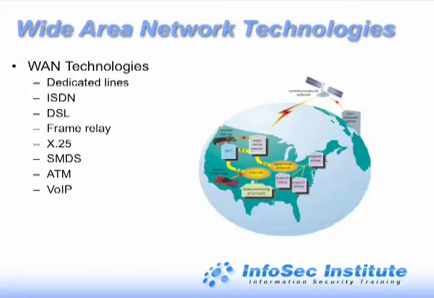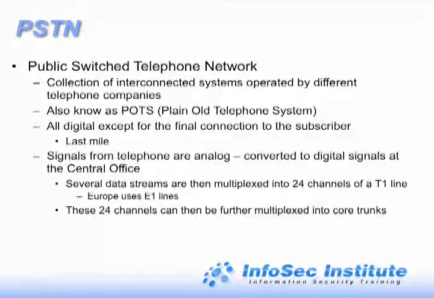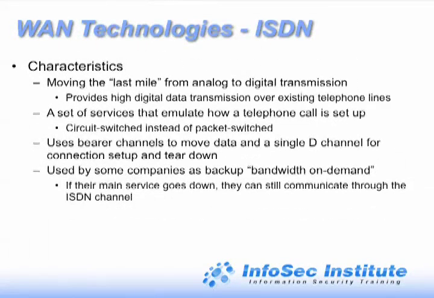Wide area networks, there are the dedicated lines all the way through VoIP. But mainly they want you to know, for example, X25 and ATM. The numbers, again, memorize: T1 is 1.544, and T3 is 44.736. POTS is plain old telephone system, and PSTN is your public switched telephone network. ISDN has multiple channels. The average ISDN line usually comes with 2 B channels of 64 and then the D channel.